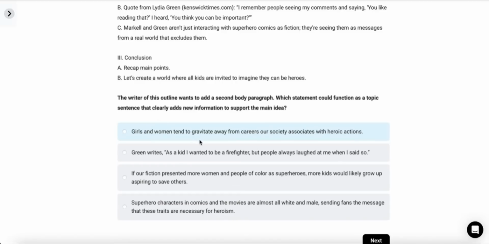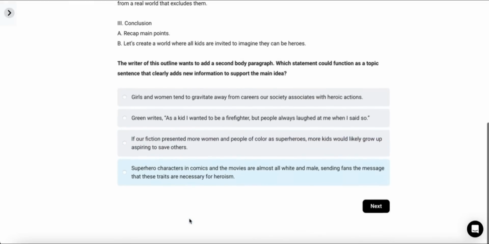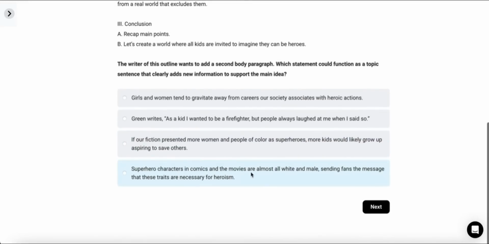Girls and women tend to gravitate away from careers our society associates with heroic actions. Green writes, as a kid, I wanted to be a firefighter, but people always laughed at me when I said so. If our fiction presented more women and people of color as superheroes, more kids would likely grow up aspiring to save others. Superhero characters in comics and the movies are almost all white and male, sending fans the message that these traits are necessary for heroism.